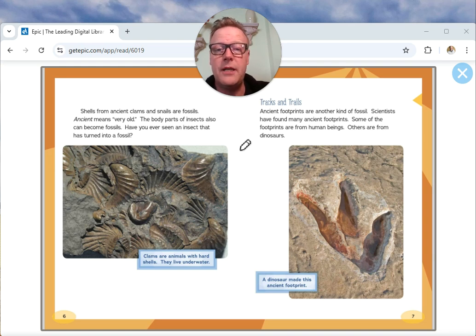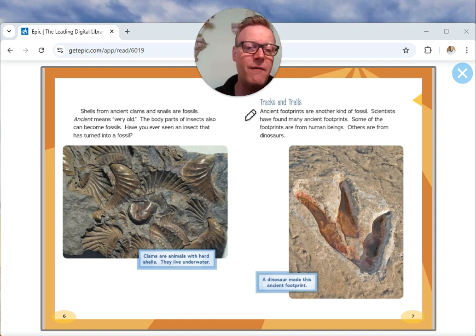Have you ever seen an insect that has turned into a fossil? So you guys can see right here, there's some different animals that have been turned into a fossil, and they had hard shells, and they lived underwater. And a dinosaur made this ancient footprint. I mean, look at the size of these footprints. It's insane, right? Tracks and trails. Ancient footprints are another kind of fossil. Scientists have found many ancient footprints. Some of the footprints are from human beings, others are from dinosaurs.